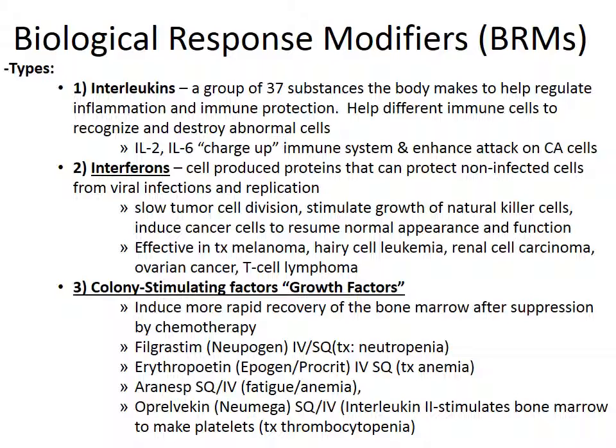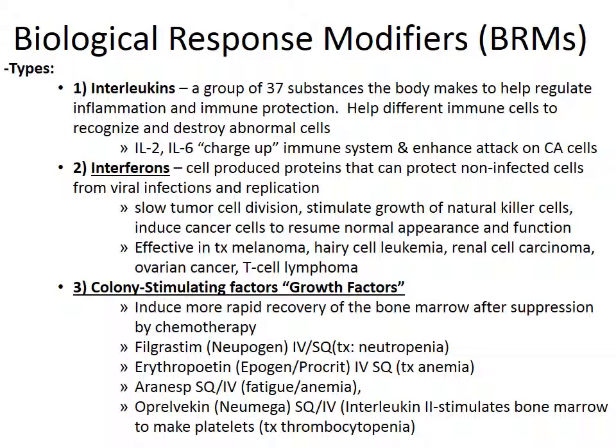Interferons are another type of biological response modifiers, and the cells produce proteins that can protect non-infected cells from viral infections and replication. They slow tumor cell division, stimulate growth of the natural killer cells, induce cancer cells to resume normal appearance and function, and they're effective in the treatment of melanoma, hairy cell leukemia, renal cell carcinoma, ovarian cancer, and T-cell lymphoma.